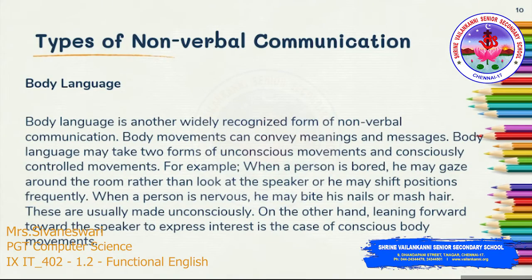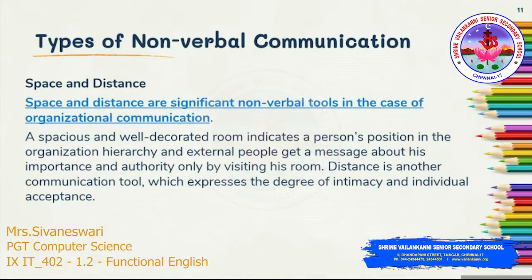Body language is another widely recognized form of non-verbal communication. Body movements can convey meanings and messages. Body language may take two forms: unconscious movements and consciously controlled movements. For example, when a person is bored, he may gaze around the room rather than look at the speaker, or he may shift positions frequently. When a person is nervous, he may bite his nails or mash hair. These are usually made unconsciously. On the other hand, leaning forward towards the speaker to express interest is a case of conscious body movements.